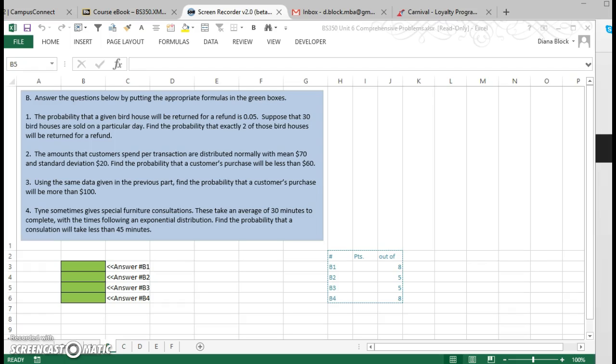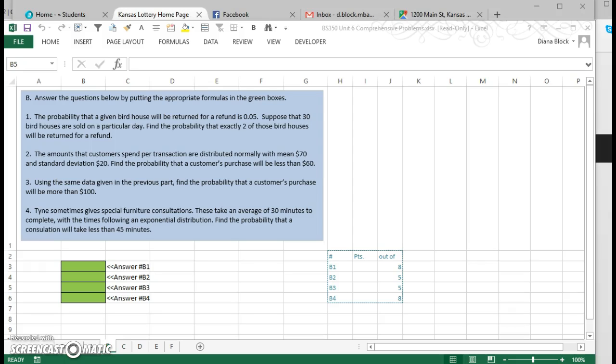So review those functions in your textbook in chapter 2, normal distribution, and it gives you instructions on how to access that function in Excel and how to use it and which boxes to put your numbers in to get the correct answers for the normal distribution.